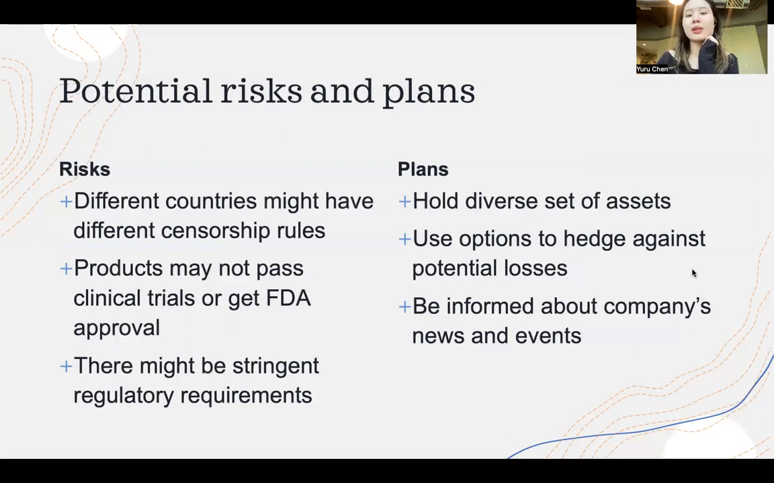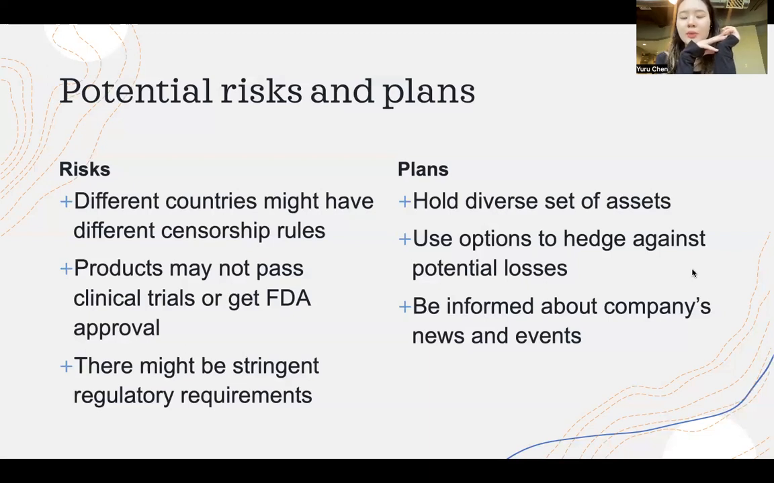For the risks, I would say different countries might have different censorship rules. For example, some of the episodes on Netflix might encounter censorship problems in countries like China. Also, products may not pass the clinical trials or get FDA approval. That's one of the main concerns for some of the biotech and pharmaceutical companies. Also, there might be stringent regulatory requirements. For example, drugs and other products might have much more stringent regulatory issues.